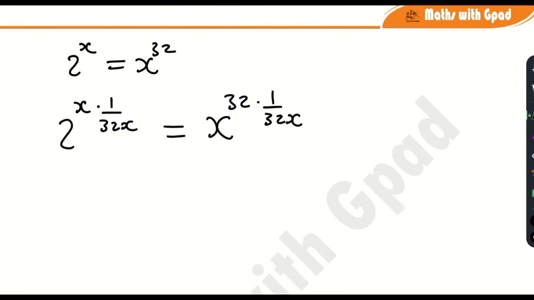Now watch the way the letter will disappear on one side and the number will disappear on the other side. Watch this. X cancels x. You see x is gone, giving us just numbers. And 32 cancels 32. So we have just letters. Okay. So this is going to be what? 2 raised to the power 1 over 32 is equal to what? X raised to the power, what is this? 1 over x.